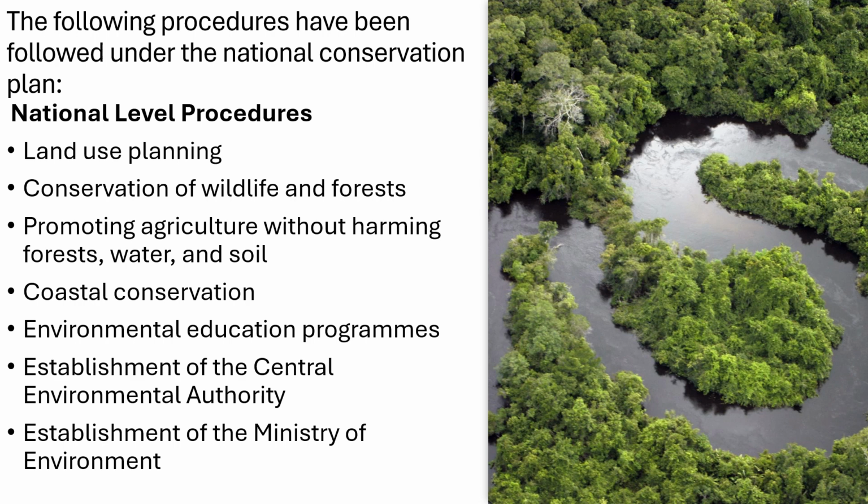The following procedures have been followed under the National Conservation Plan. National level procedures: land use planning, conservation of wildlife and forests, promoting agriculture without harming forests, water and soil, coastal conservation, environmental education programs, establishment of the Central Environmental Authority, and establishment of the Ministry of Environment.